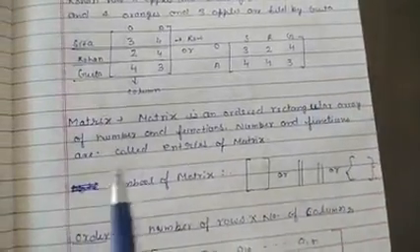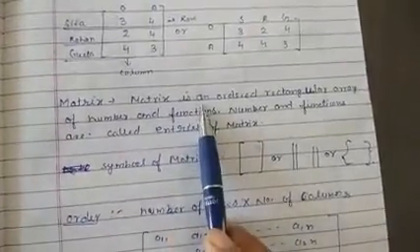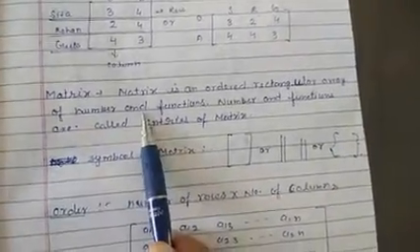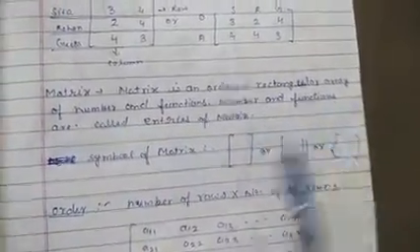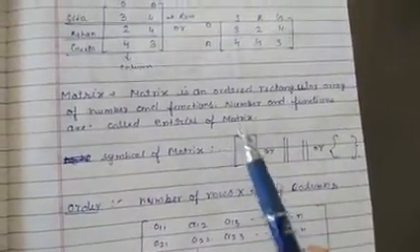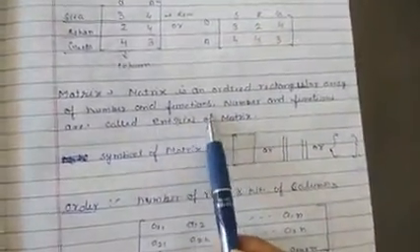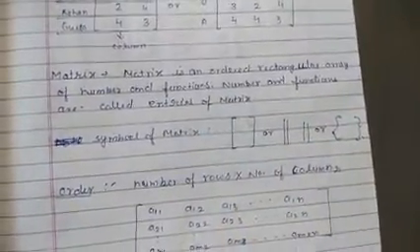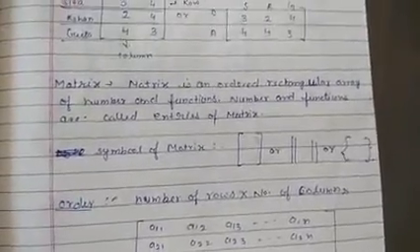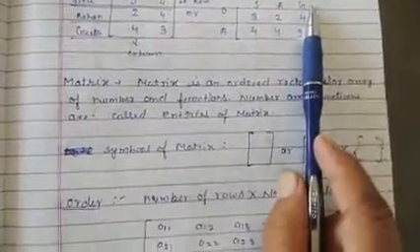Now we will talk about the matrices. The real definition of a matrix is: a matrix is an ordered rectangular array of numbers and functions. The numbers and the functions are called entries of the matrix. Here we will write down the numbers, and the functions, like the trigonometrical functions as well as complex numbers. Otherwise we can also mention variables.